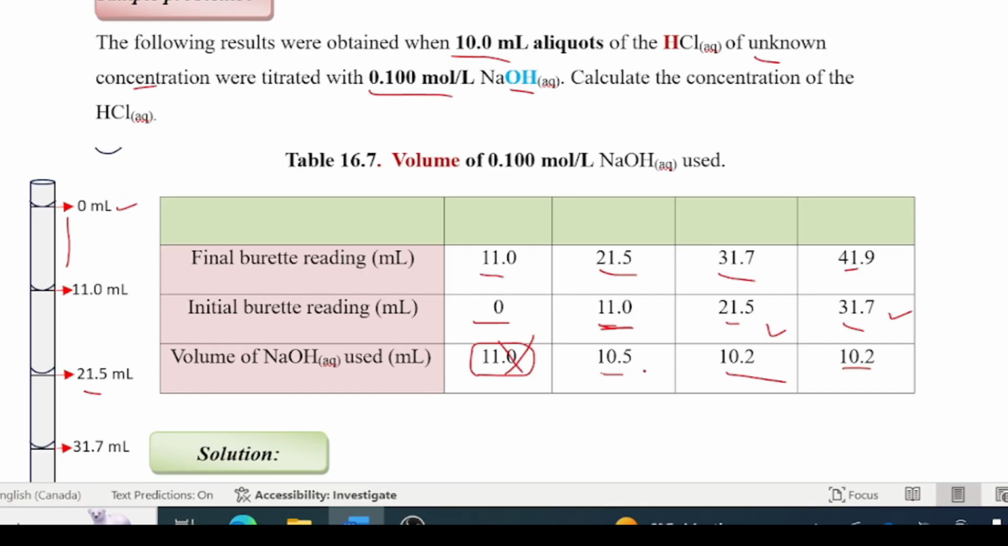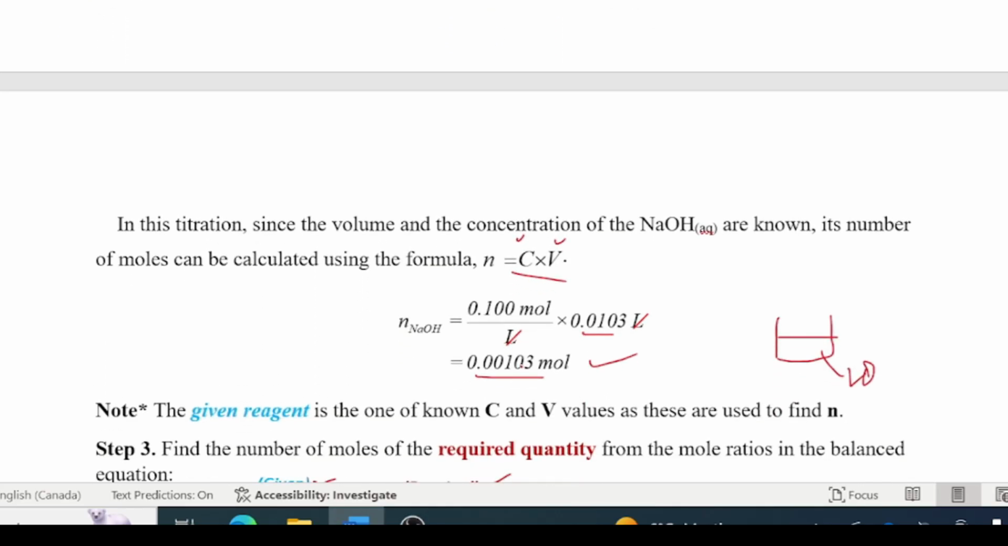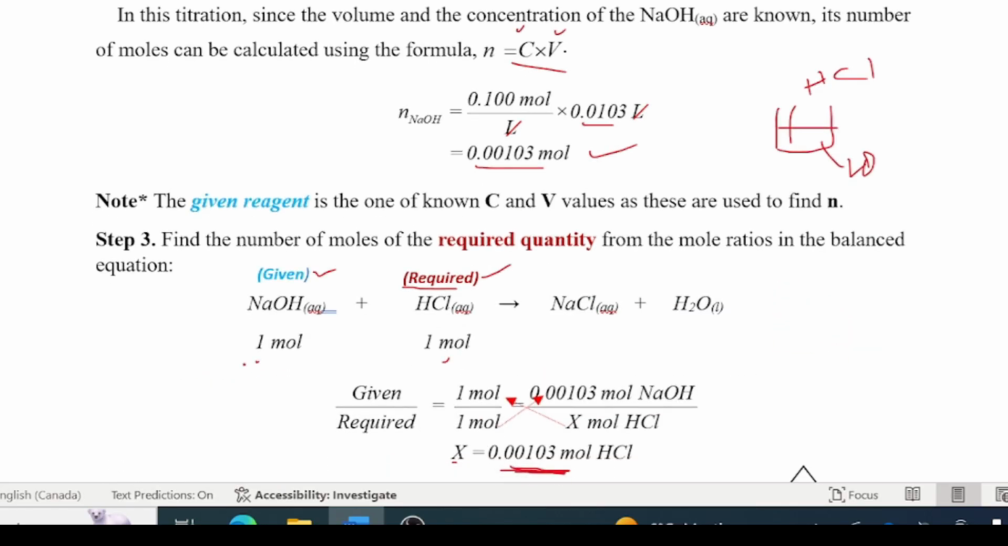So when you get these here, you find the average of these to get the average volume of your sodium hydroxide of that concentration that you're using. Then this leads you on to finding its number of moles. So this is the volume here, using the formula N is equal to C times V. You found the number of moles, okay? So that's the number of moles of sodium hydroxide that was used to neutralize whatever amount of HCl was inside that 10 milliliter aliquot that you had in the Erlenmeyer flask. Balance the equation to show the mole ratio between the sodium hydroxide and the HCl. You see it's 1 mole to 1 mole. This is given, this is required.